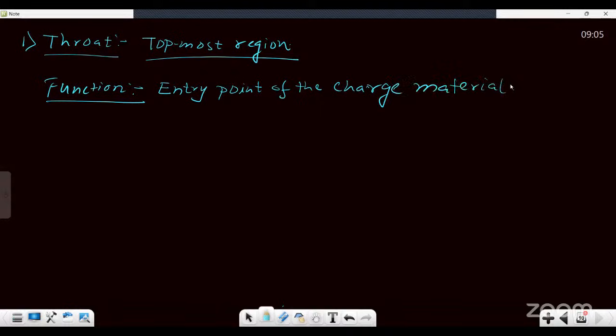So these are the entry points of the charge materials. So what are the charge materials? You should also know about the charge materials. The charge materials are iron ore and limestone. Predominantly, these are the charge materials. And hot gases like carbon monoxide and N2 exit from here.